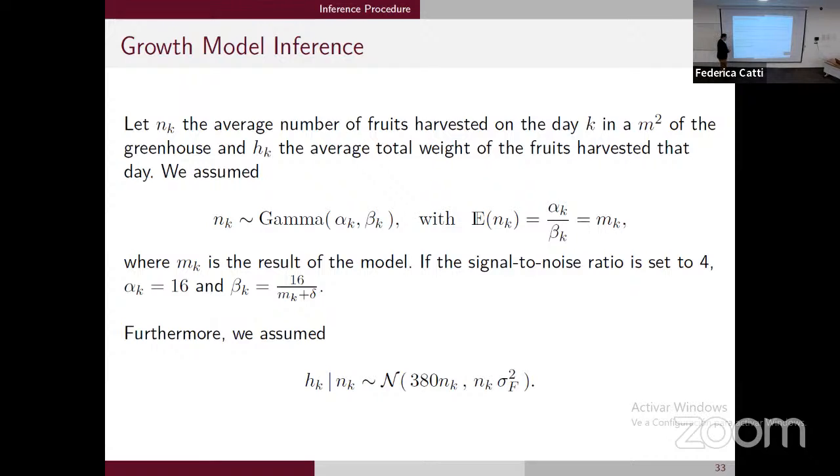Furthermore, we assume that HK given NK, so the total weight of the fruit harvested given the number of fruit harvested, has a normal distribution with these parameters. This is the scale parameter associated with the variance of the variable. It is important to say that the acceptable range for a cucumber harvested is between 360 and 400 grams. So 380 is the midpoint of that acceptable range.